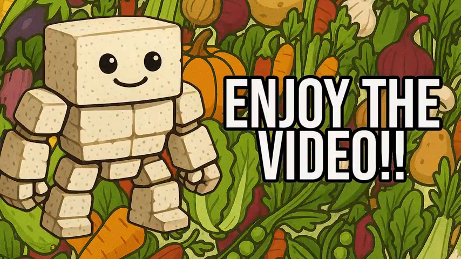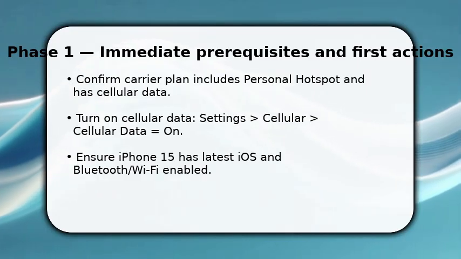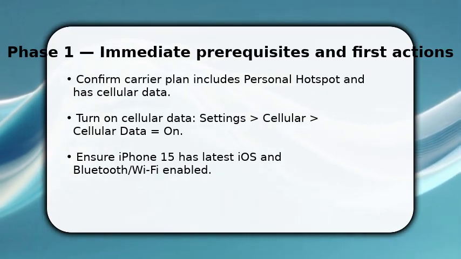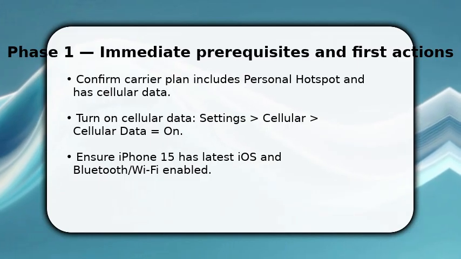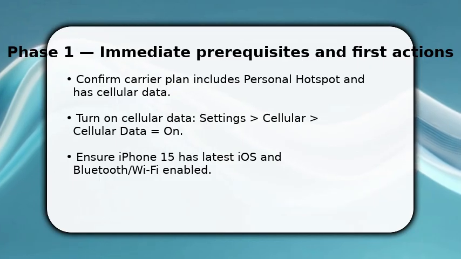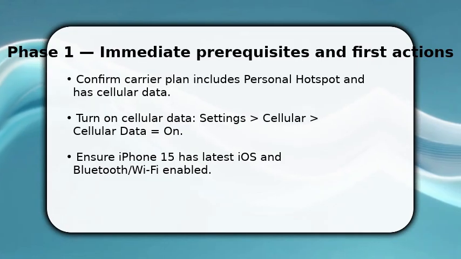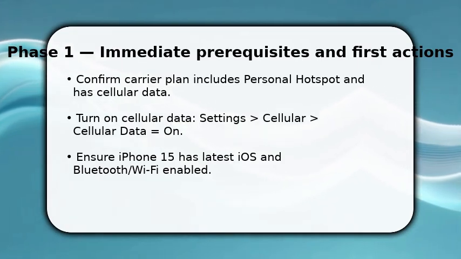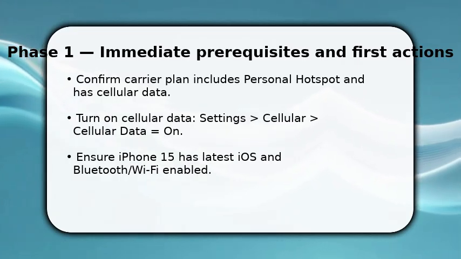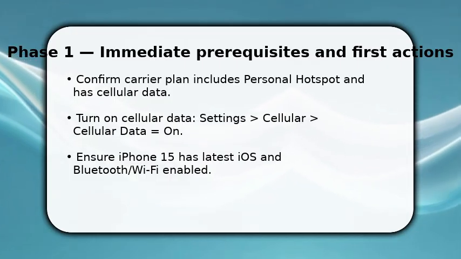Please enjoy the video. You start by confirming prerequisites. Make sure your carrier plan supports personal hotspot and your iPhone 15 has active cellular data. Once done, open Settings and toggle cellular data on so the phone can share its connection. Also enable Wi-Fi and Bluetooth. These make device discovery faster and reduce manual password entry. You don't need to restart now, but updating to the latest iOS prevents unexpected bugs.